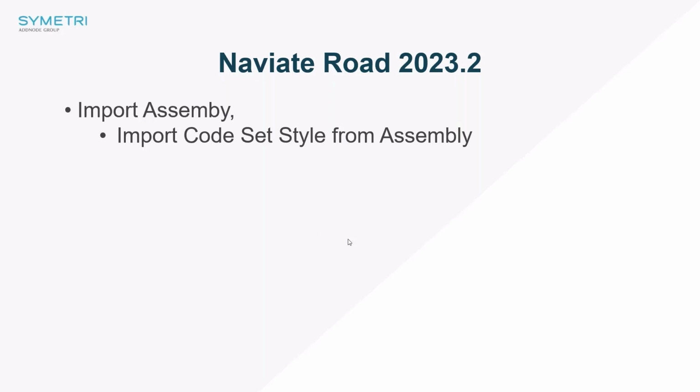So a few news in Naviate Road. We've changed some things in import assembly. Missing an L, I see. It imports the code set style from the assembly.